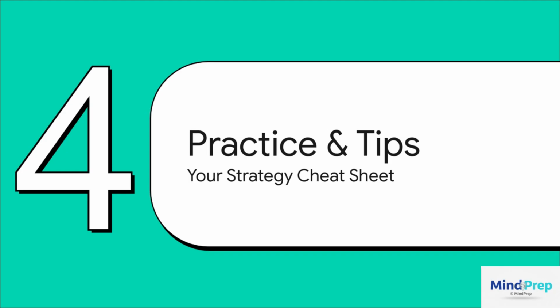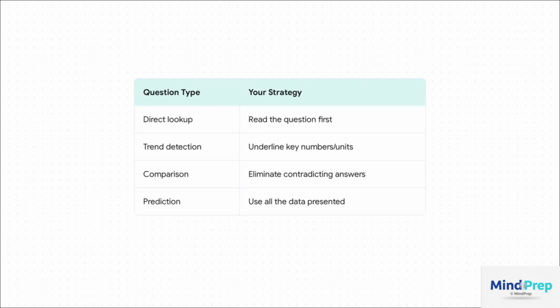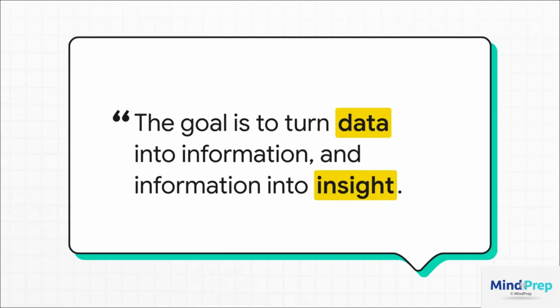You scan, you locate, and you find the story. Now, to help you put this into practice right away, let's pull it all together into a really simple strategy cheat sheet. Think of this as your go-to guide. It basically matches the type of question you're being asked with the right strategy. So if it's a direct lookup, read the question first so you know what you're hunting for. If it's trend detection, you might want to focus on the key numbers to see the overall pattern. It's a really simple way to turn this whole idea into a practical action plan.